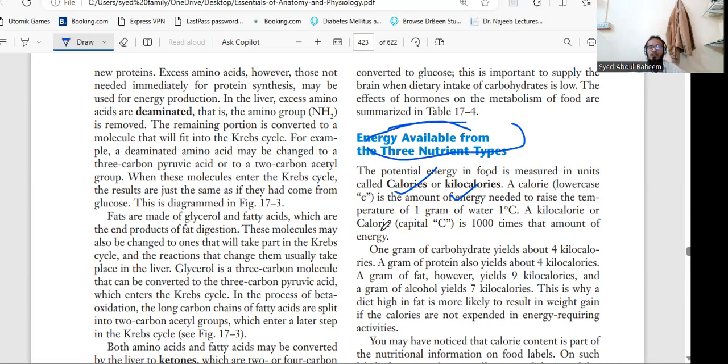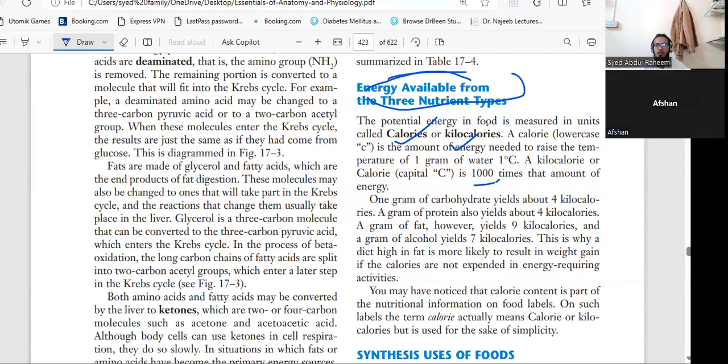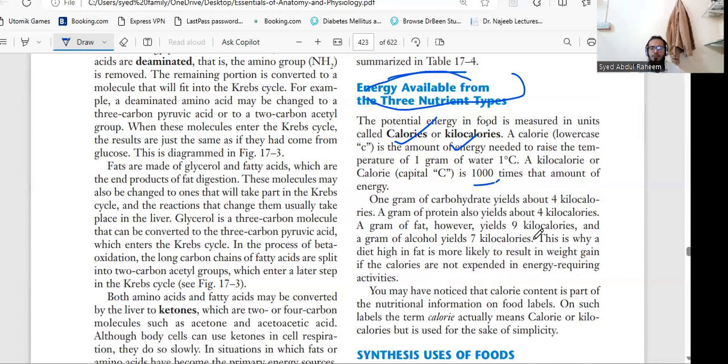Okay. A kilocalorie is more than 1,000 times that. 1 gram of carbohydrates yields about 4 kilocalories. So 1 gram of carbohydrates needs 4 kilocalories to burn. A gram of protein also yields about 4 kilocalories. A gram of fat, however, yields 9 kilocalories, and a gram of alcohol yields 7 kilocalories.